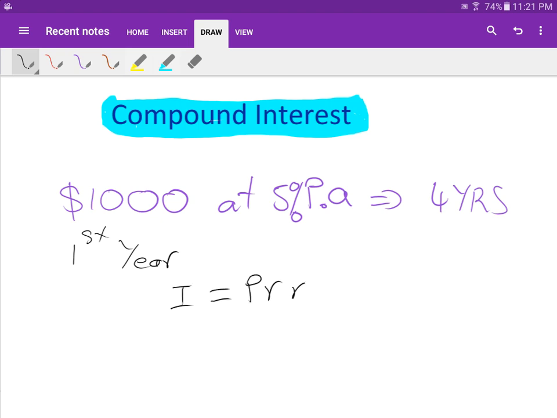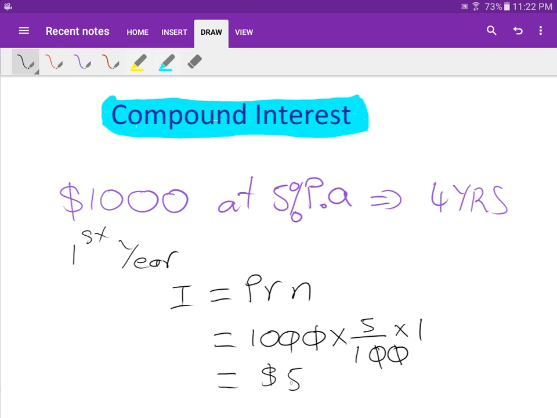I equals PRN. P is how much money you invest, which is the 1,000 I put in at the beginning. The interest rate is 5% per year, so at the end of the year I get 5% of 1,000, and it's 1 year, since it's just the end of the first year. If you do that, I get $50. I'll just type it in the calculator. So you get $50 at the end of the first year. That is how much I have in interest.